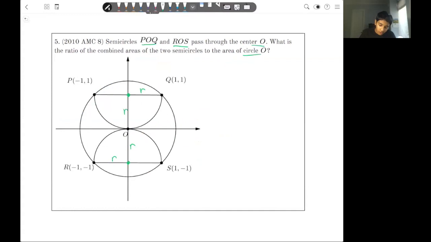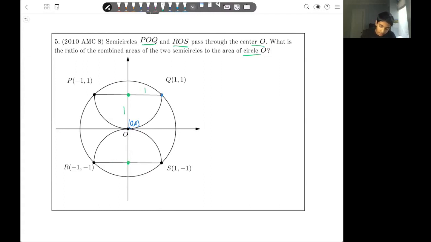But something we do know is that Q is 1, 1. The origin is 0, 0. So the distance between Q and O is just going to be, well, we know it's 1. We don't even have to call it R. So we know that we go 1 up and 1 right. So we go 1 up here, and then we go 1 right to get to 1, 1. That's clear to everybody, hopefully.